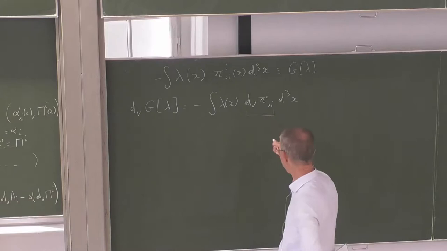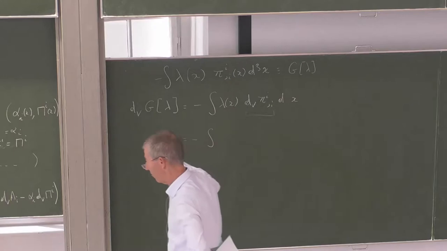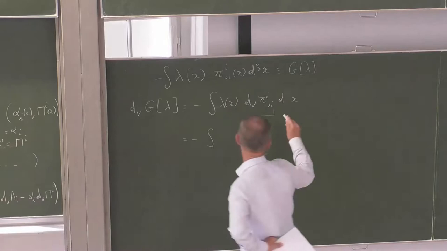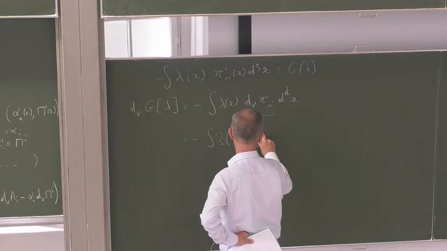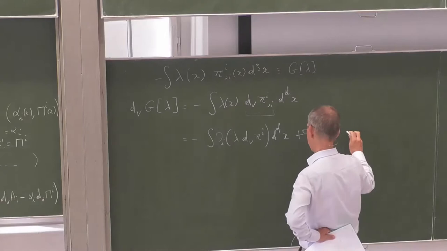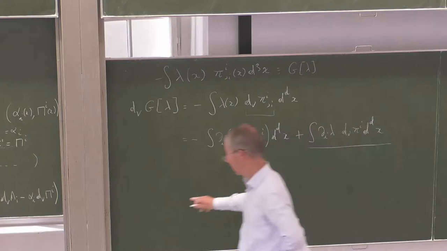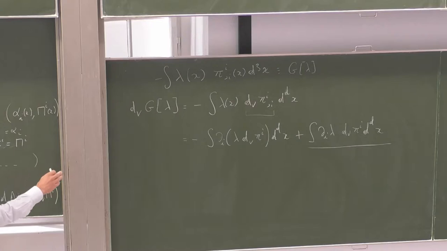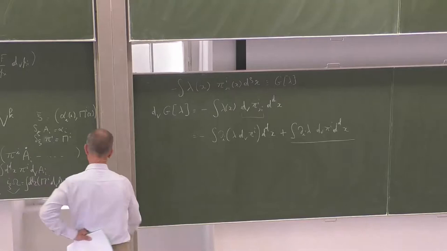So that is going to be minus, d^d x, I'm sorry, this is really d dimensions. I integrate by parts and I get minus the integral of d_i lambda dv pi^i dx, plus an integral of d_i lambda dv pi dx. Now this term is nice because it is precisely of that form. There is an extra minus sign here, that's why alpha^i is equal to d_i lambda.